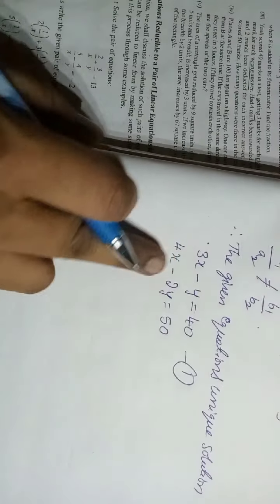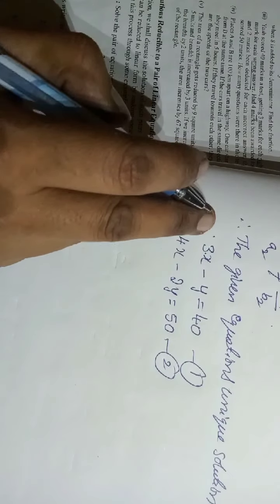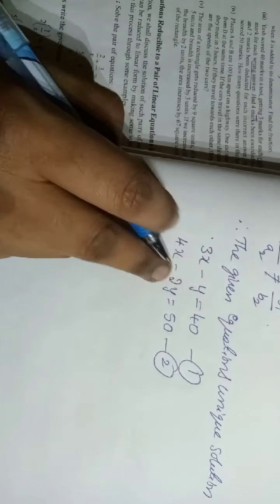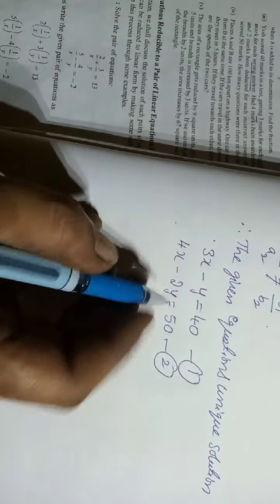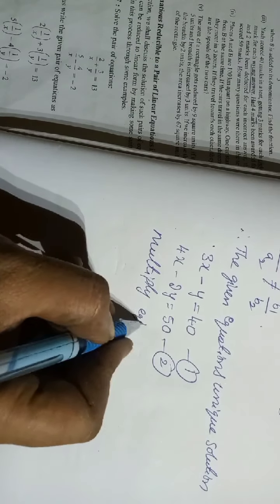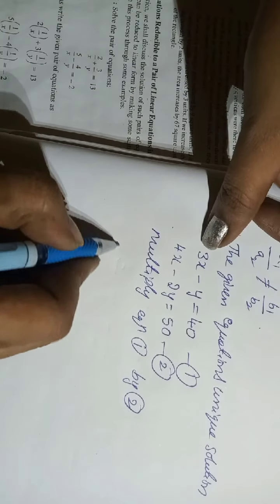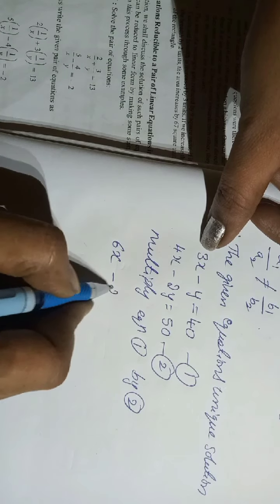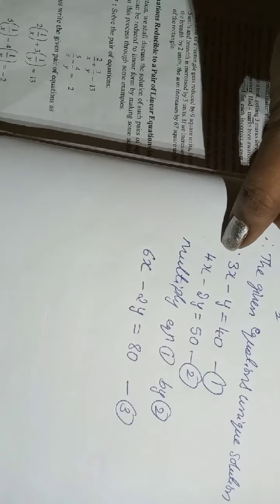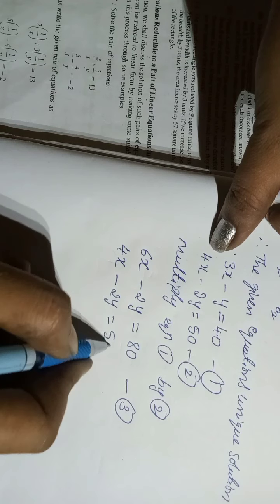So now one of the variables we want to eliminate here. You can multiply equation 1 or equation 2. If I multiply equation 1 by 2 and subtract, we can cancel this. So multiply equation 1 by 2, right? 3 twos are 6x minus 2y is equal to 80. This is the third equation. Next, this one I'm writing: 4x minus 2y is equal to 50.